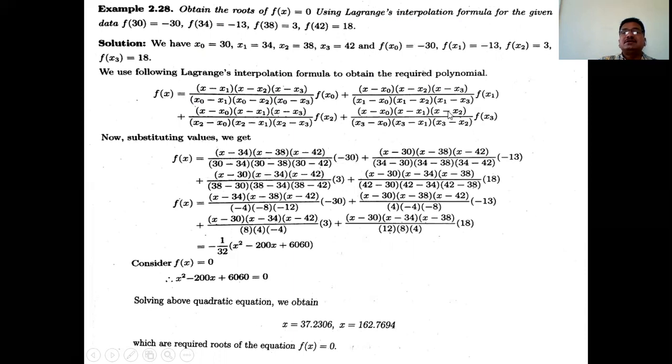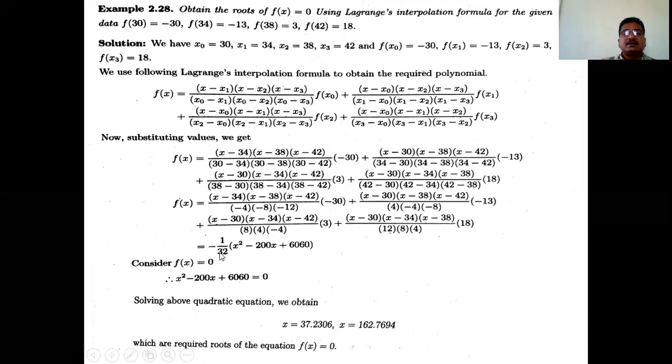This is the Lagrange's interpolation formula. Again, same as the previous problem. 4 values are given, and so we have 4 terms, and substitute the value of x as x in this formula. Substitute x is equal to x, and substitute all the remaining values, that is x0, x1, x2, x3, f of x0, f of x1, f of x2, f of x3, and calculate.